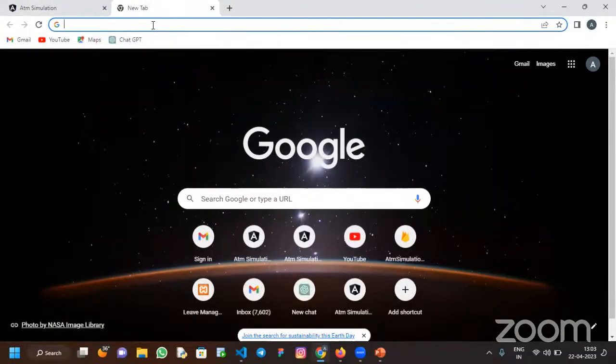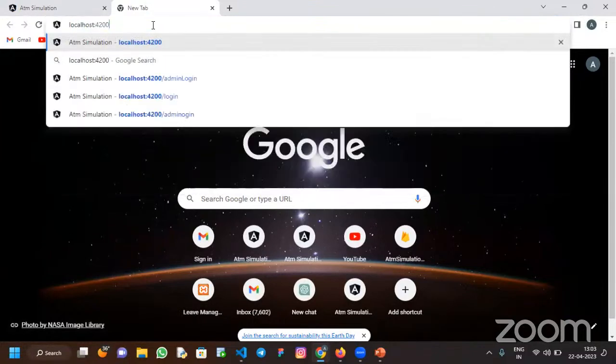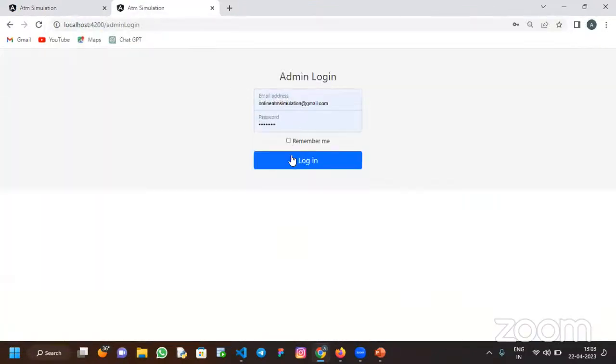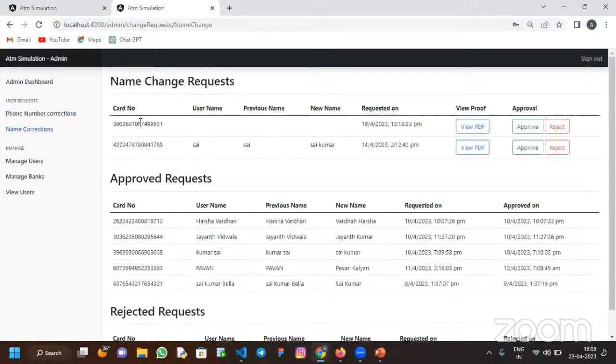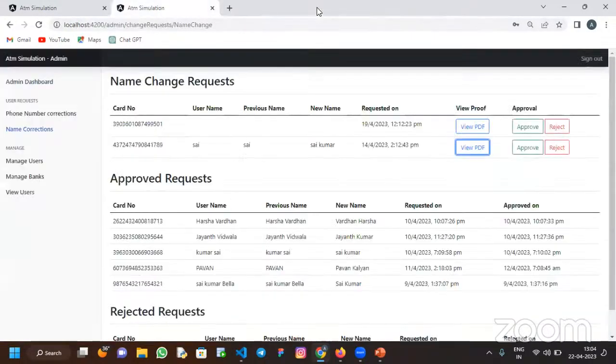Before that, we'll go and see the admin side. You have also created logs for name changes. Yes, ma'am. If anybody wants to update the name in the software, it shows the previous name and the new name they want to update, along with any attachment as name proof. If we click on this button, the attachment opens in a new tab, and we approve or reject. If we click any button, the database is updated automatically.